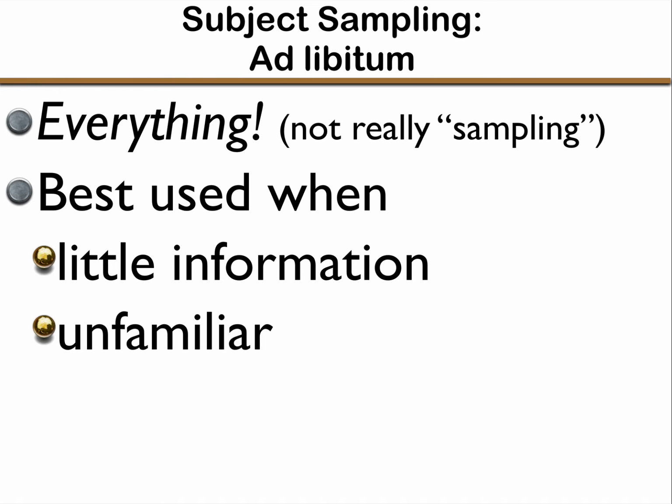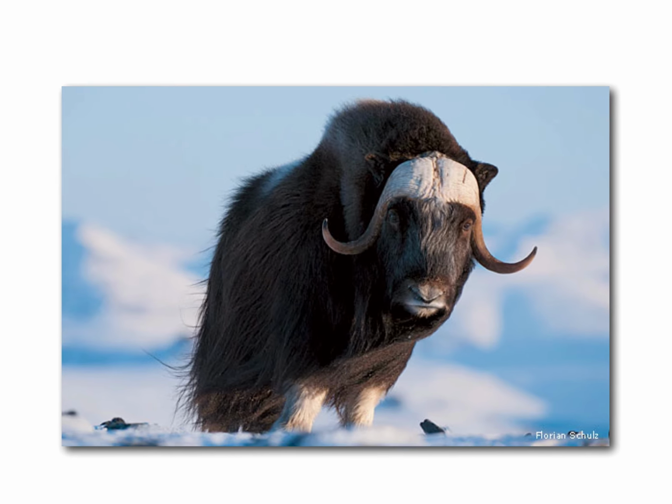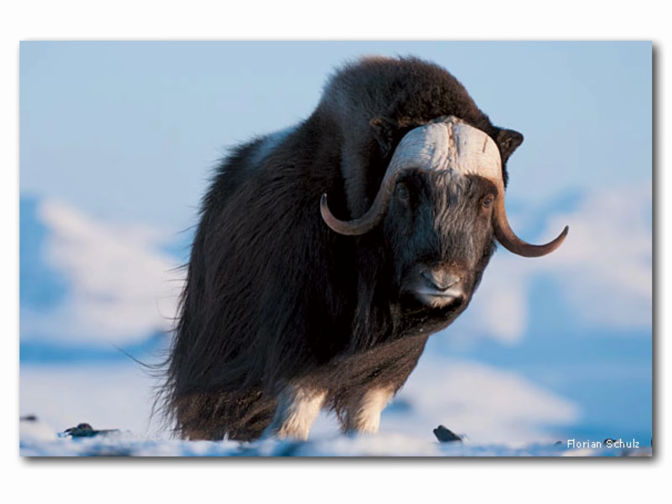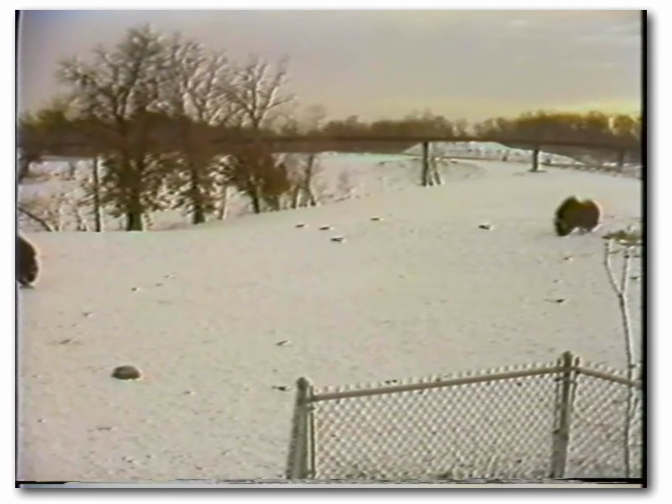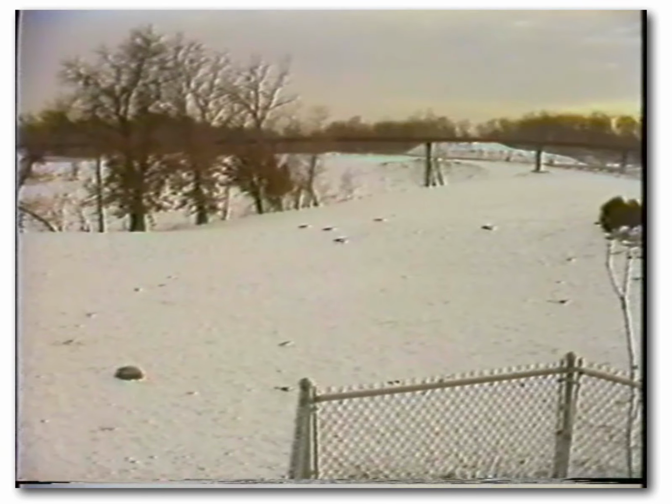It's really not sampling. Okay, so our first real form of sampling is called sociometric matrix, where you're interested in looking at social interactions among individuals. Typically, it's done if you're studying dominance relationships, trying to form a dominance hierarchy. So for example, here we have a muskox. Notice the padding on its head, which is an incredible adaptation for what I'm about to show you, because this is how males compete for dominance status.